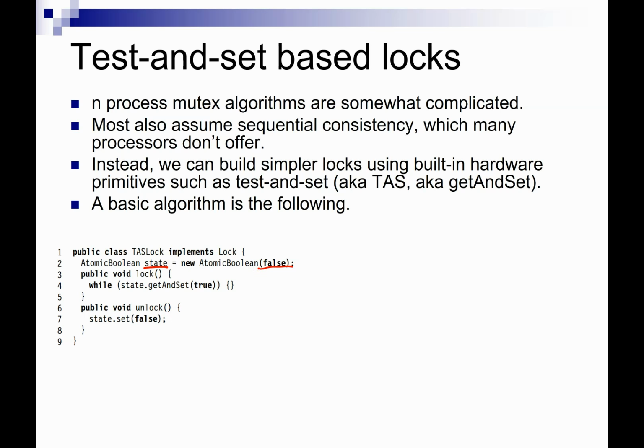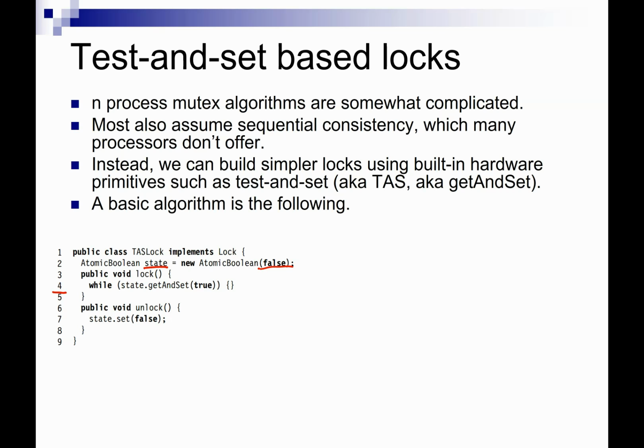Initially it's false. Now, very simply, if you want to get into the critical section, you try to set state to be true. Furthermore, you read state's current value, and if it's false, then you get the critical section. If it's true, then you don't get it, and you have to wait. That's the entire algorithm. So you do this get and set operation, and you try to set state to be true.